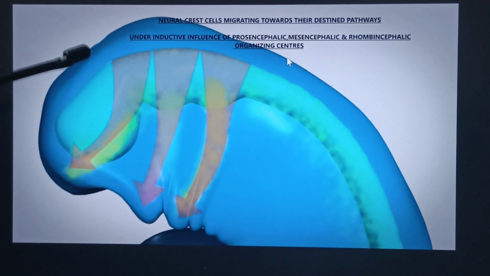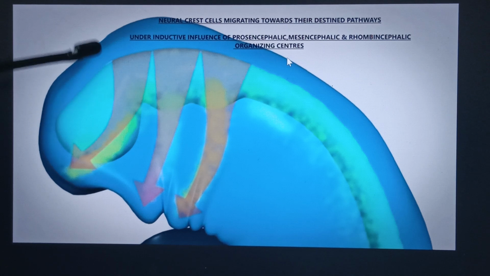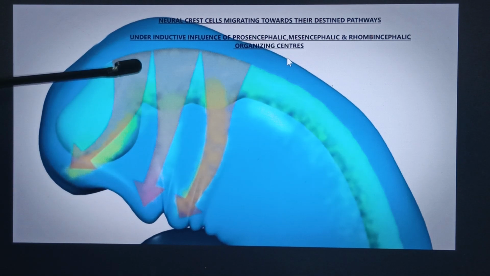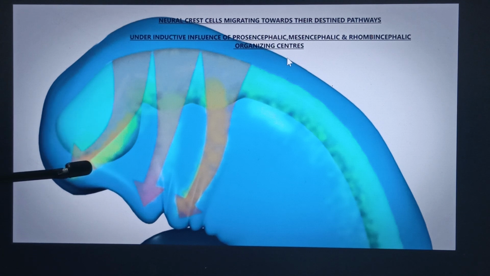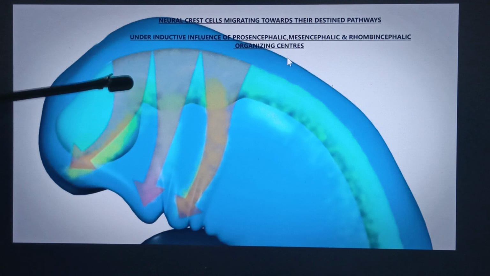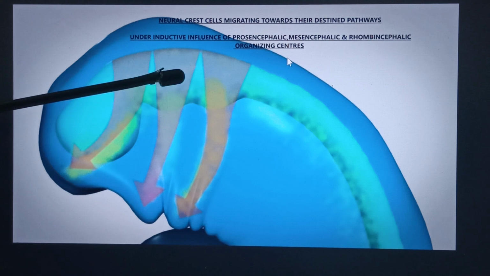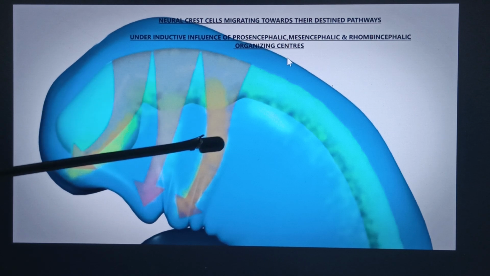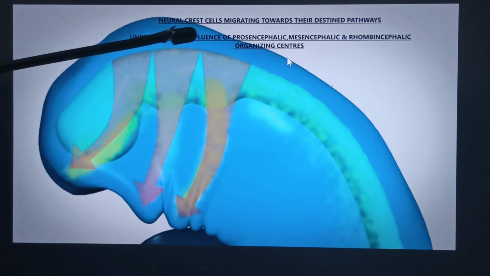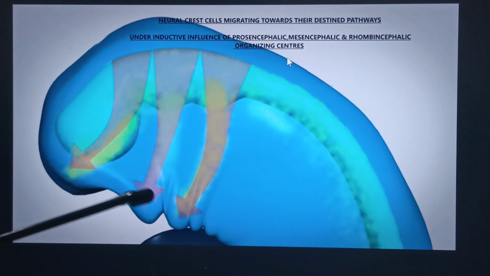This diagram will show you the migration of the neural crest cells that are present along the neural folds all over the body. They are migrating towards their destined areas for the development of the different structures. You can see that they are coming from the prosencephalic area, the mesencephalic and rhombencephalic, most probably in between the mesencephalic and rhombencephalic areas. These organizing centers direct these neural crest cells to reach the respective areas and form the structures of your head and neck.